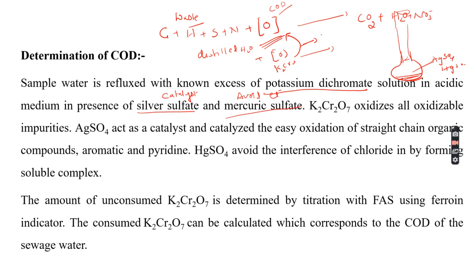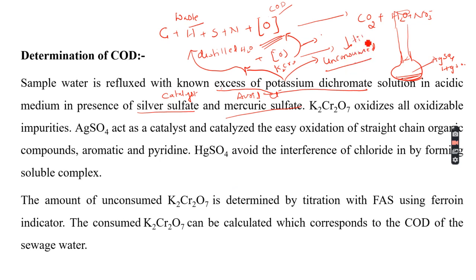As a result, the potassium dichromate oxidizes all the oxidizable impurities to respective compounds. Here it consumes some amount of potassium dichromate. Say you are using a highest excess quantity of potassium dichromate. A portion of potassium dichromate is utilized by these organic components, and some amount of potassium dichromate is unconsumed.